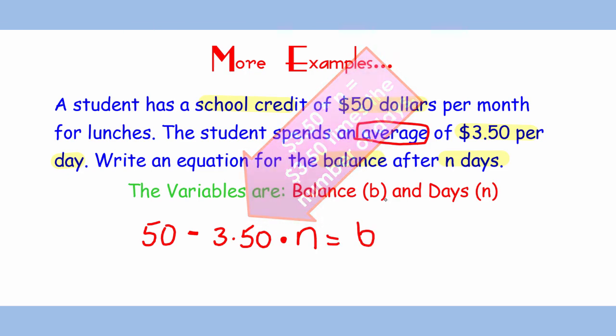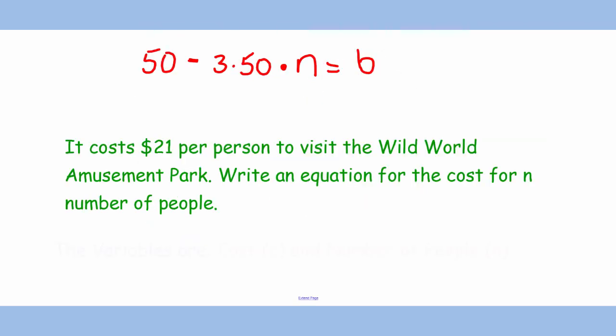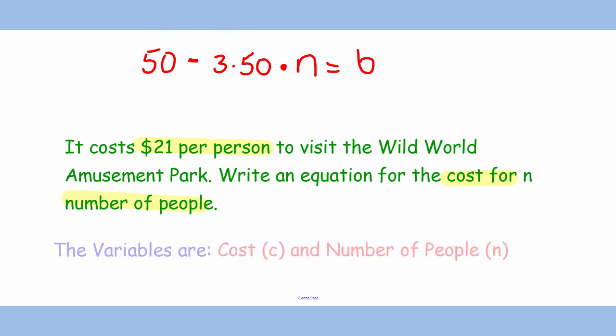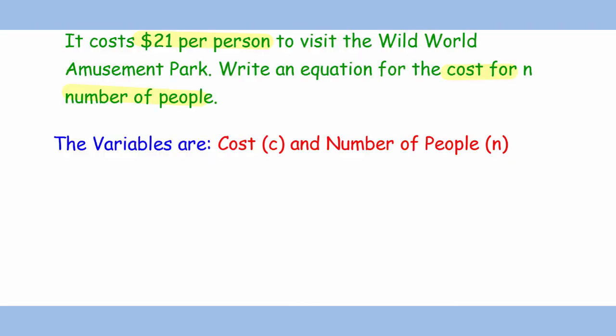The second question, it costs $21 per person to visit the Wild World amusement park. Write an equation for the cost for n number of people. The 2 variables we are comparing are the cost and the number of people, and this is an easy one because the cost will equal however many people will be going to the amusement park, so it will be $21 times the number of people going.